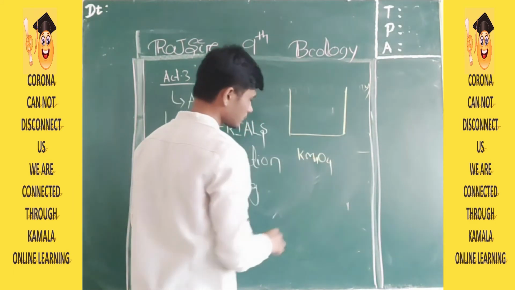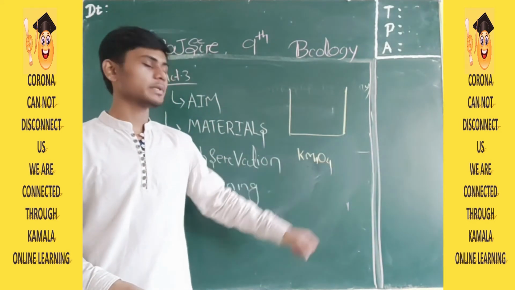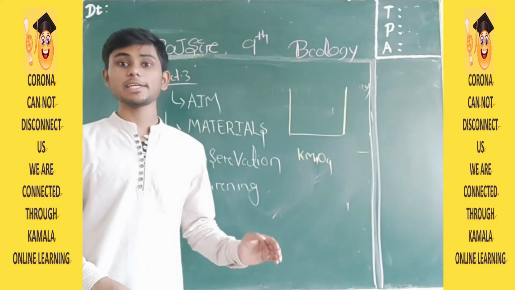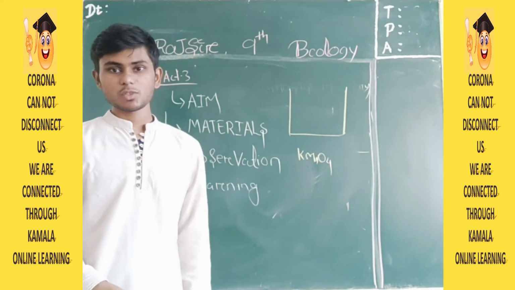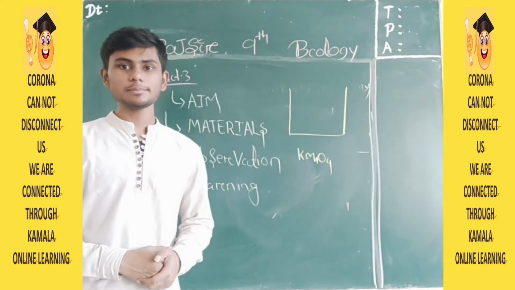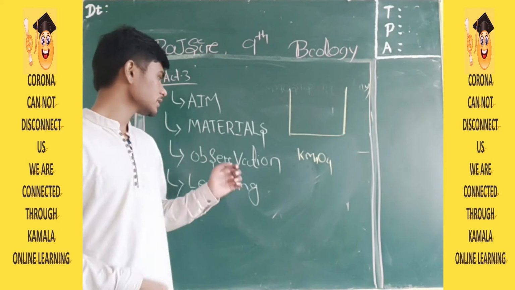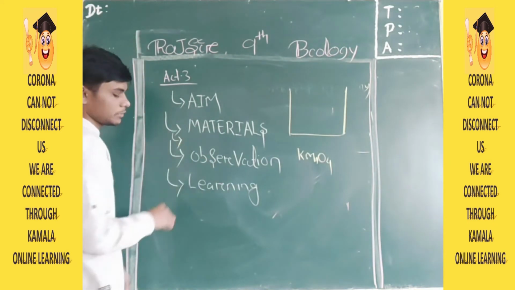KMnO4. K is potassium, Mn is manganese, O4 is oxygen. So this is called potassium permanganate. We will take potassium permanganate crystals, a beaker, and water. These are the materials. Now we will do our observation, our activity.